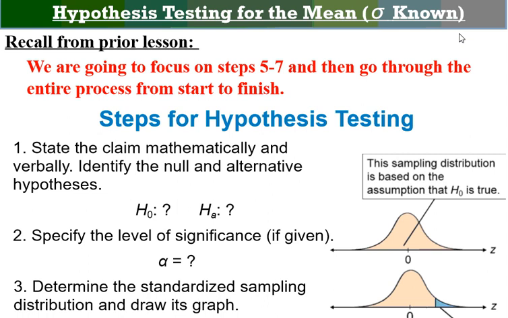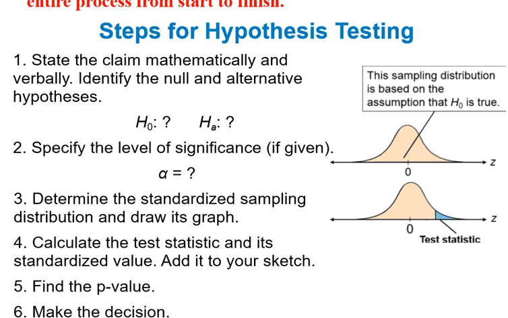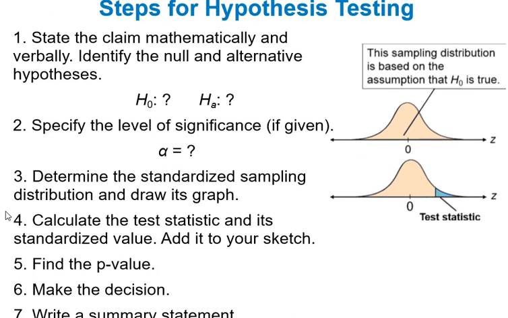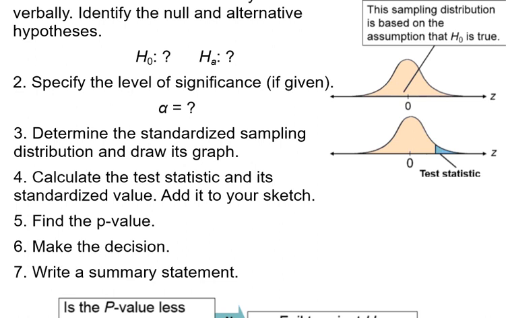So recall from a prior lesson the steps for a hypothesis test. The first thing we do is we state the claim mathematically and verbally, and then we identify the null and the alternative hypothesis. We specify the level of significance. So what's the probability we would like to have for making a type 1 error, or essentially the level of significance is what's the probability of some event that we're going to consider if it's more unusual than this probability, that is too unusual.